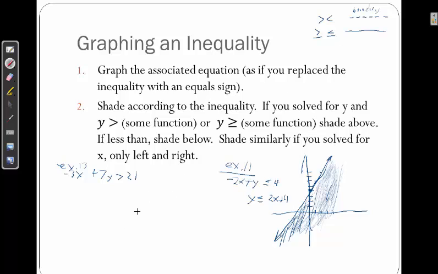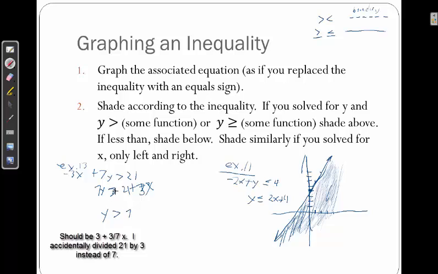I forgot to put that in here. So this one, 7y greater than 21 plus 3x. And then y would be greater than 7. It is greater than, sign that, greater than. y is greater than 7 plus 3/7 x.